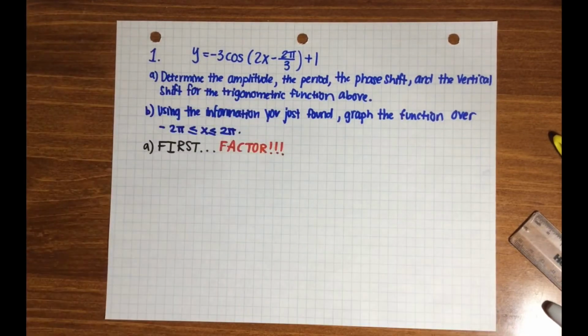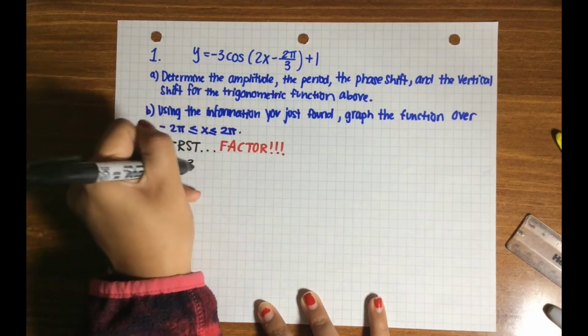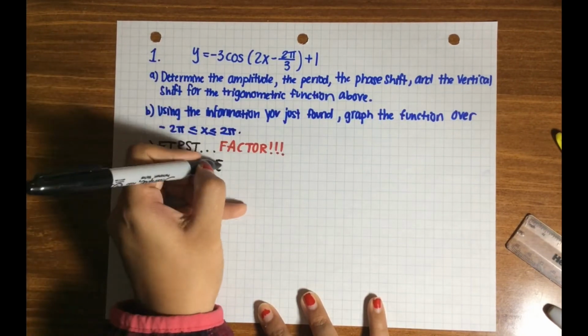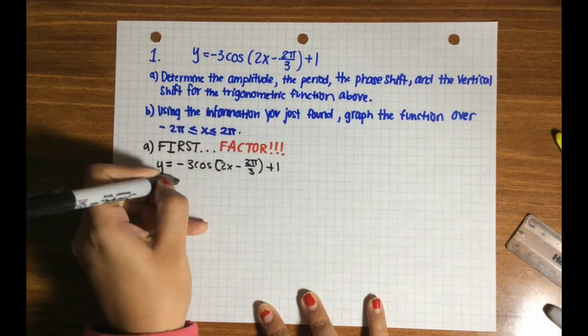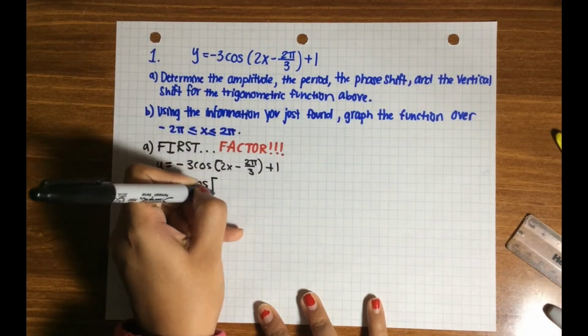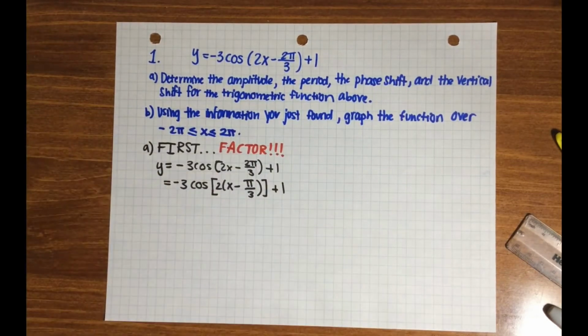First, we have to factor the function to get the k value. So we take the function y equals negative 3 cos 2x minus 2 pi over 3 plus 1 and factor that to be negative 3 cos bracket 2 bracket x minus pi over 3 bracket bracket plus 1.